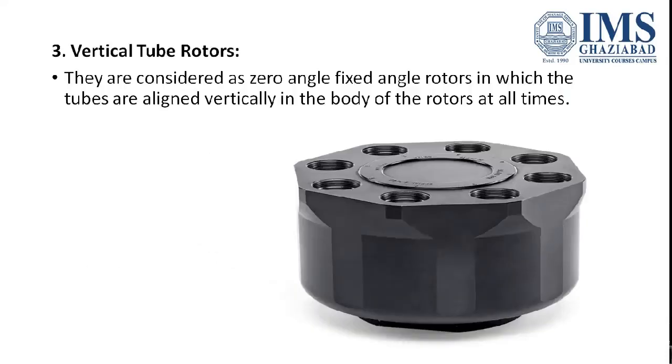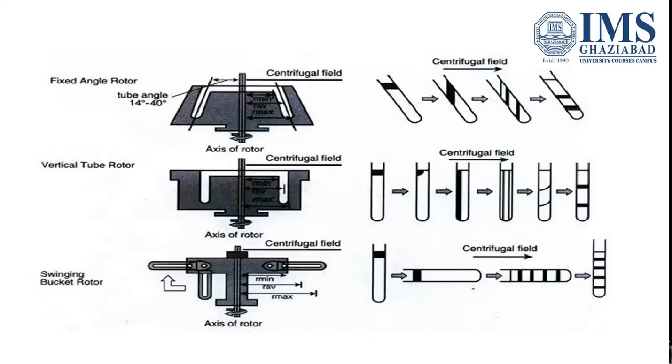Now, coming to the vertical tube rotor, these are zero angle fixed angle rotors in which the tubes are aligned vertically in the body of the rotor. This is the diagram which shows you first the fixed angle rotor. This is how the separation would take place. These are density gradients that have been made in the tubes.